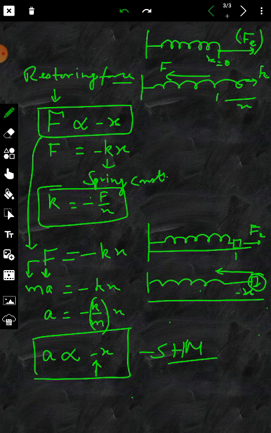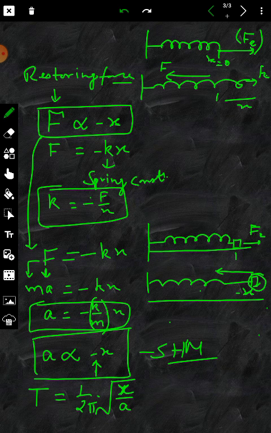And from here, we can now calculate the time period of this simple harmonic oscillator, which is equal to 1 upon 2 pi into y, meaning displacement, here represented by x upon a. So from here we can find this ratio of x upon a, and it comes out to be minus m upon k. Here, for the time, we just take the magnitude only by dropping the negative sign. Therefore, the ratio of x upon a comes out to be m upon k.